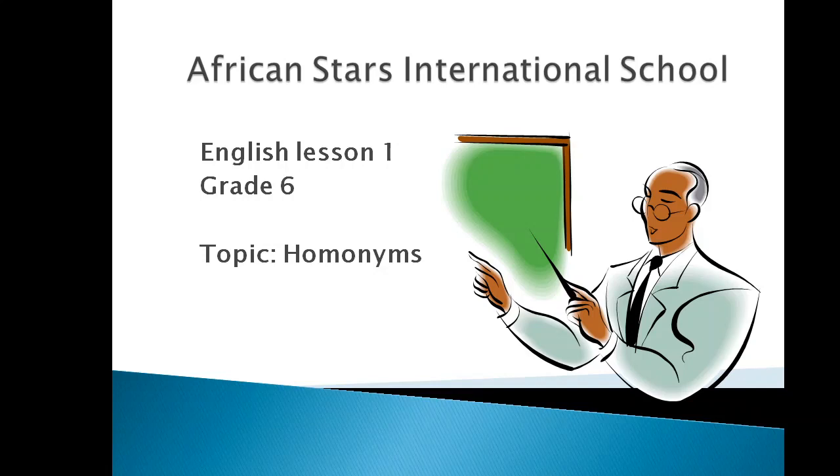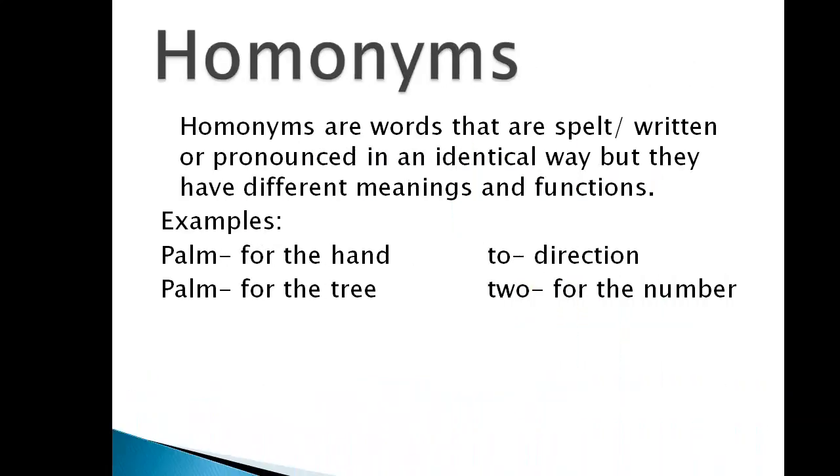For today's lesson, we are going to learn about homonyms. Homonyms are words that are spelled or written or pronounced in an identical way, but they have different meanings and functions. For example, we have the word palm. The palm for the hand and the palm for the tree, the palm tree. These words mean different things, but they are written the same.